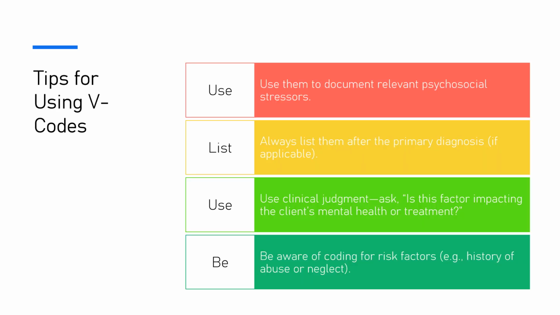So, tips for using V codes. Use them to document relevant psychosocial stressors. Always list them after the primary diagnosis. Again, they go after, not before, the diagnosis. Use clinical judgment. Ask, is this factor impacting the client's mental health or treatment? And be aware of coding for risk factors, right? History of abuse or neglect.